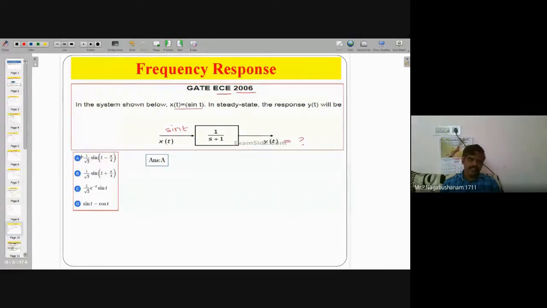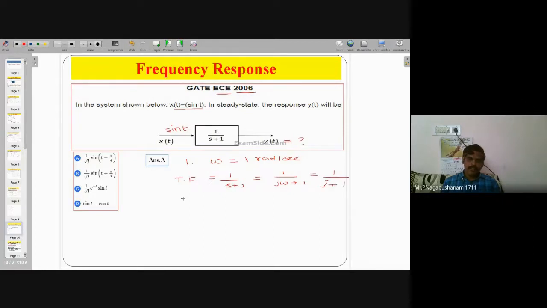Output. In this case, they are asking magnitude and phase angle both. It is a magnitude, it is a phase angle. First step, what is the omega? Omega in this problem is 1 radian per second. Then transfer function equal to 1 by s plus 1. Replace s equal to j omega, so 1 by j omega plus 1 equal to 1 by j plus 1.